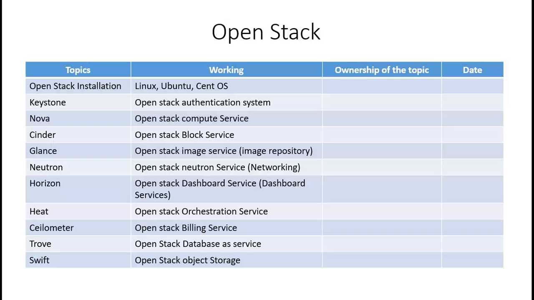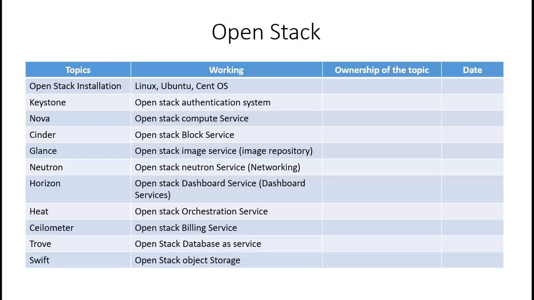Cinder is the OpenStack block service. Glance is the OpenStack image service. Now, OpenStack block service is the block storage. Image service is the image repository. So I have written it in the brackets also for ease. Neutron is the OpenStack networking service. It is a part of networking. All your virtual switches, virtual NICs, or everything that is related to a network will come under Neutron.